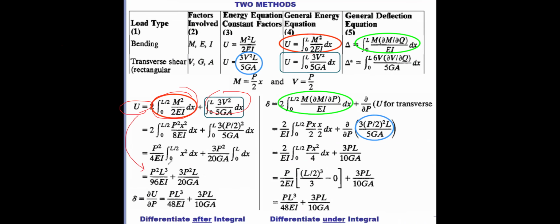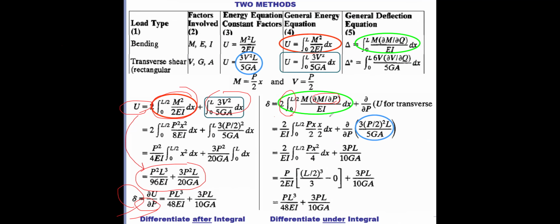We take the derivative of the energy with respect to the force P, and we get a deflection. The second method is we can take the derivative first and then integrate. We take the partial derivative of M with respect to the force P, and then we take the integration.